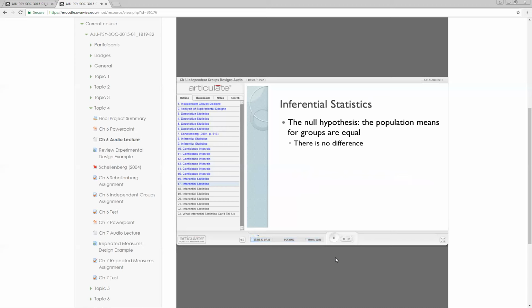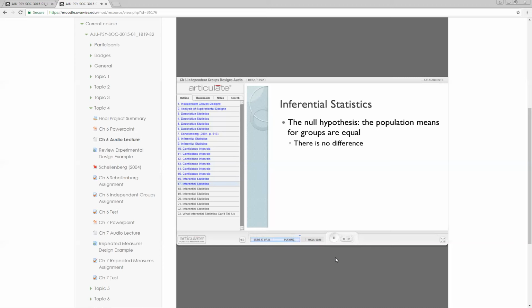Now, typically, if you're looking at your research hypothesis, there's going to be a difference. We probably wouldn't do the study if we didn't expect a difference between the means, because the difference between the means would tell us that the independent variable had an effect on the dependent variable. Tutoring had an effect on research methods scores. For the sake of statistics, what we do is we ignore that, and we can't statistically test our research hypothesis.